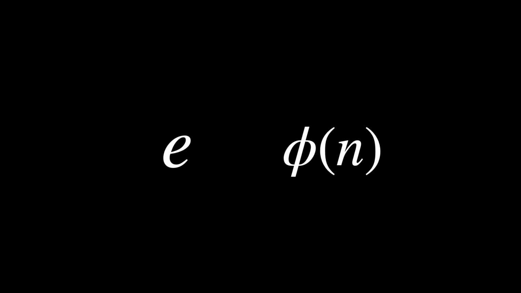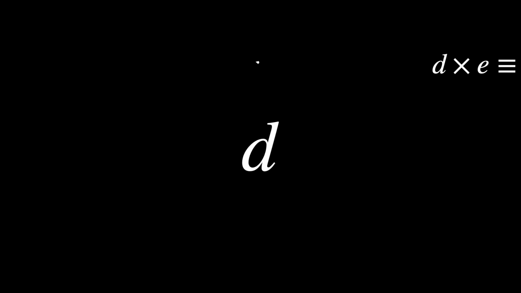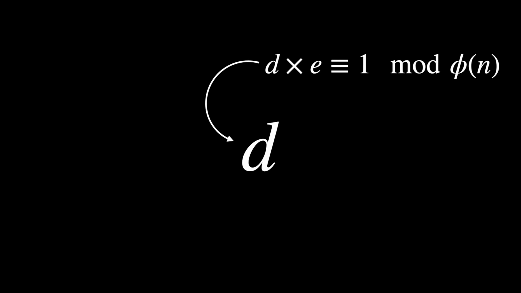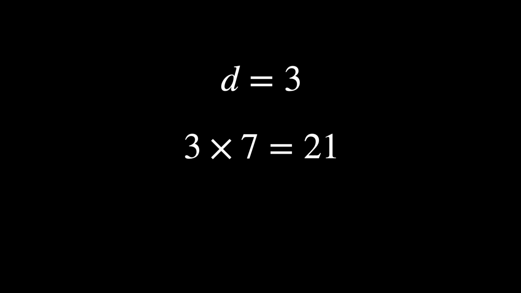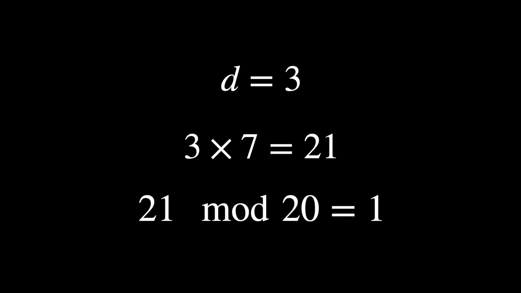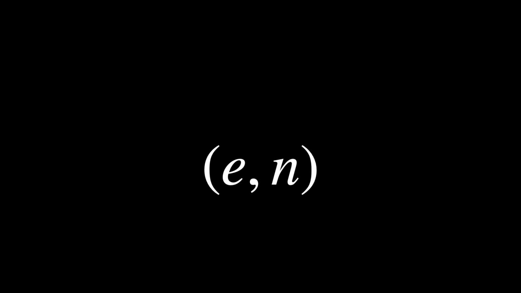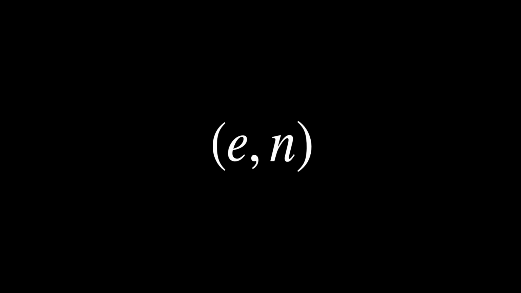Using e and phi, Sophia calculates her private key d, a number that, when multiplied by e, modulo phi equals 1. For example, d equals 3, because 3 times 7 is 21, and 21 modulo 20 is 1. So the public key is the pair (e, n), and as we've calculated earlier, it is (7, 33).